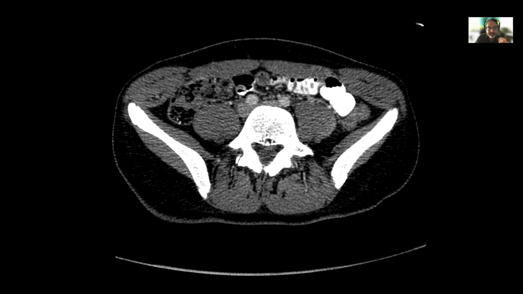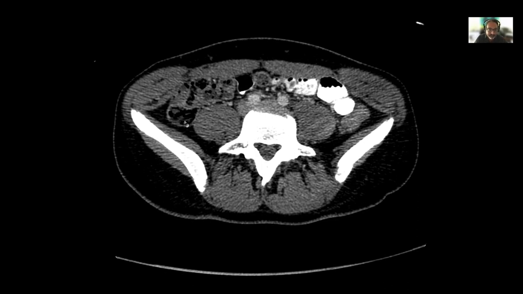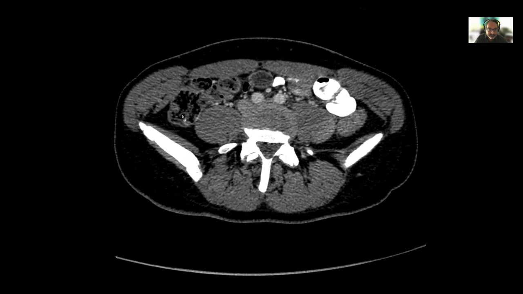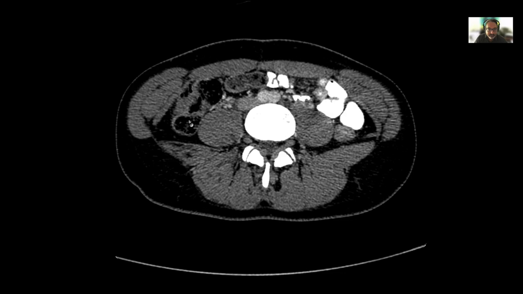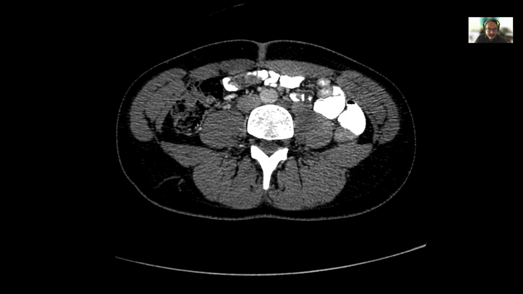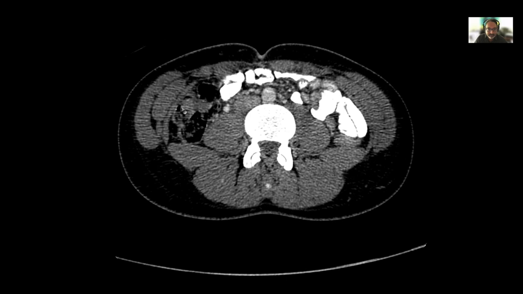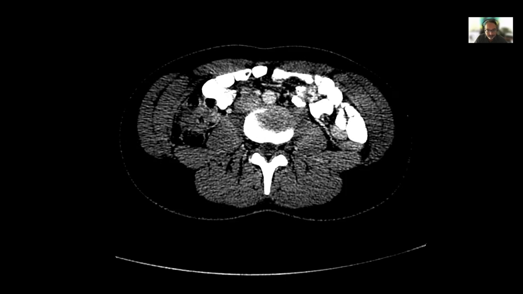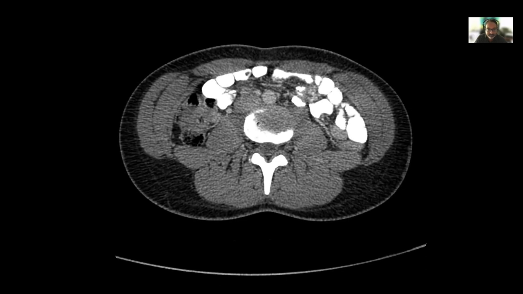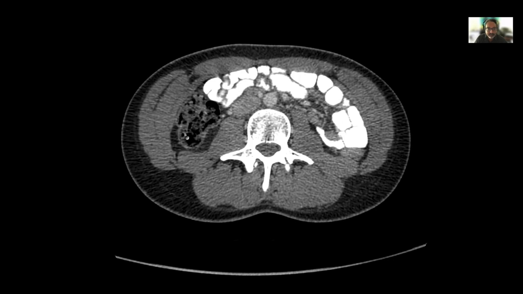So let's follow the cecum upward. Now the cecum, this is going to become the ascending colon. Now we'll go superior again. So keep looking here. This is the cecum, but now it's the ascending colon. Let's keep going up. This is still the ascending colon. Let's keep going up. This is still the ascending colon. Let's keep going up. That's still the ascending colon.